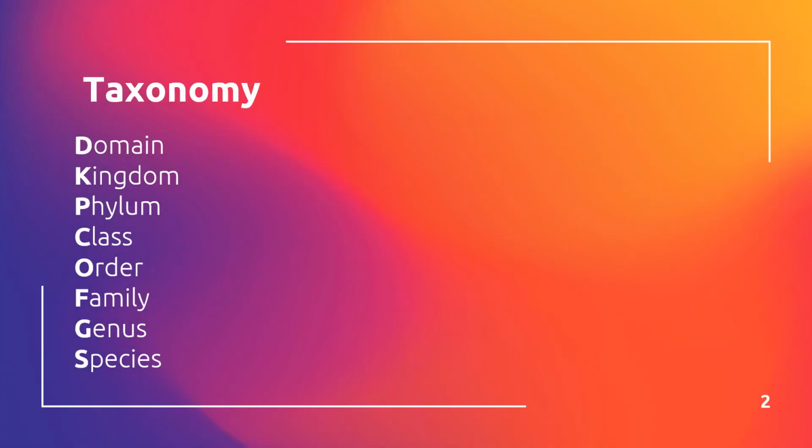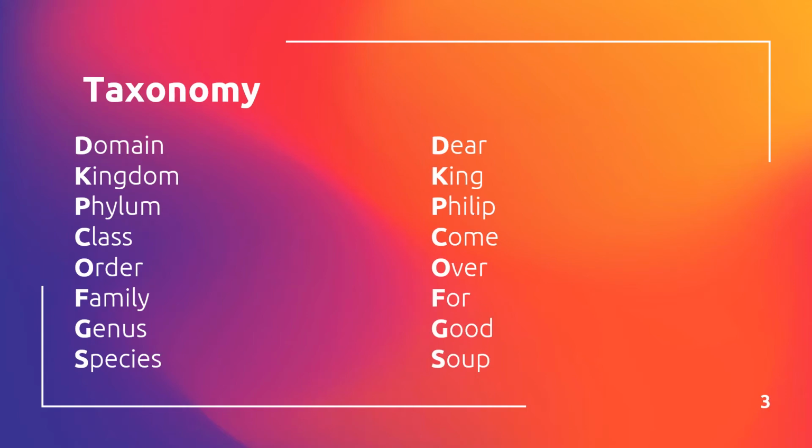So a domain is the highest taxonomic rank among organisms. Within a domain, we have kingdoms, and within kingdoms, we have phyla, and within those, there are classes, then orders, then families, then genuses, and finally, the lowest taxonomic rank, species. So a good mnemonic that we sometimes use is Dear King Philip, come over for good soup. And the first letter of these words will correspond to the ranks of taxonomy.